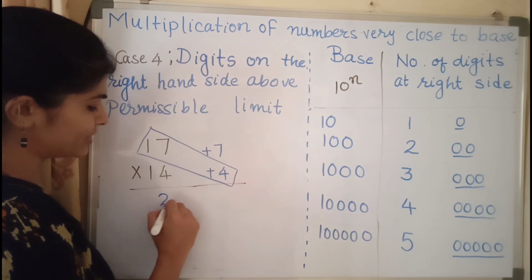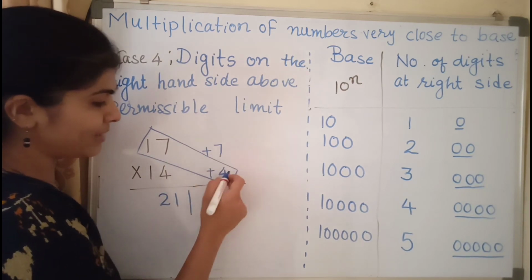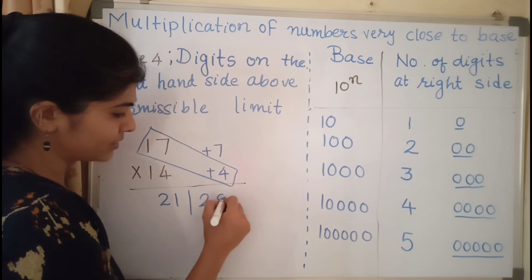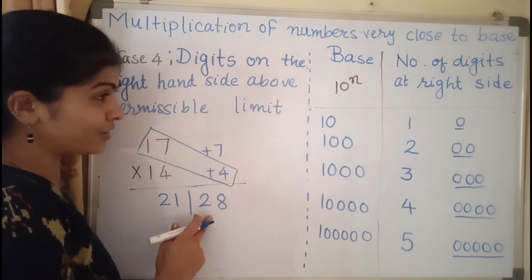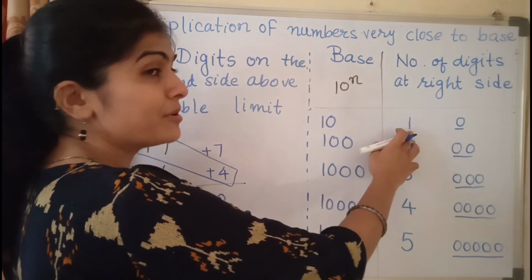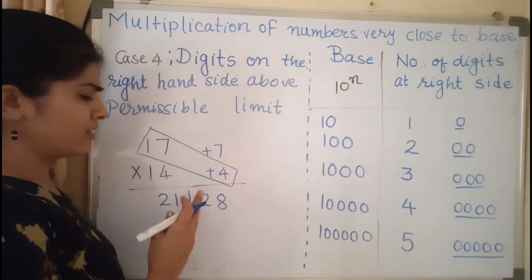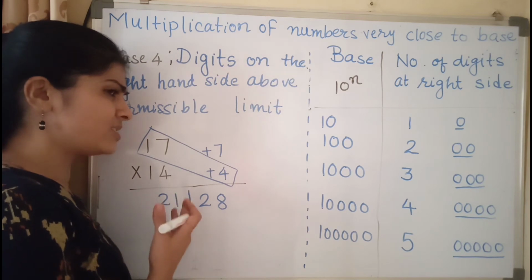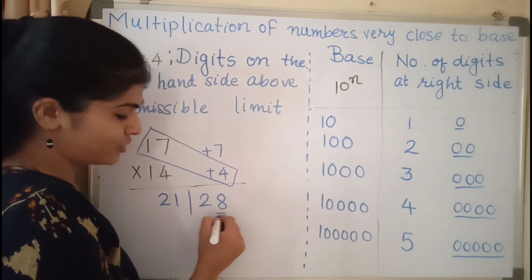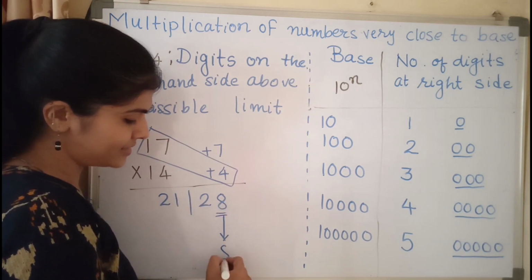17 plus 4, which is 21. And 7 times 4 is how much? That is 28. Oops. Here we got 2 digits and how many digits are permissible? Just 1. So what to do with these 2 digits? Confused, right? Whether we should consider 2 or 8. Definitely we should keep this 8 as it is.